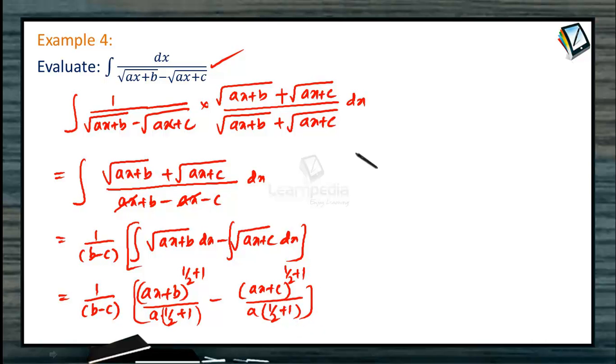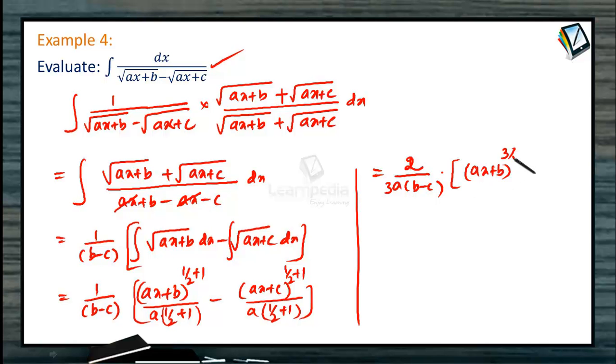And by a comes. So finally this becomes 1 by, here a is common, into b minus c, and here 1 by 2 plus 1 is 3 by 2, which in the denominator comes to the numerator as 2 by 3. So 2 by 3 times a into b minus c, of ax plus b to the power of 3 by 2 minus ax plus c to the power of 3 by 2. This is the correct answer for this question.